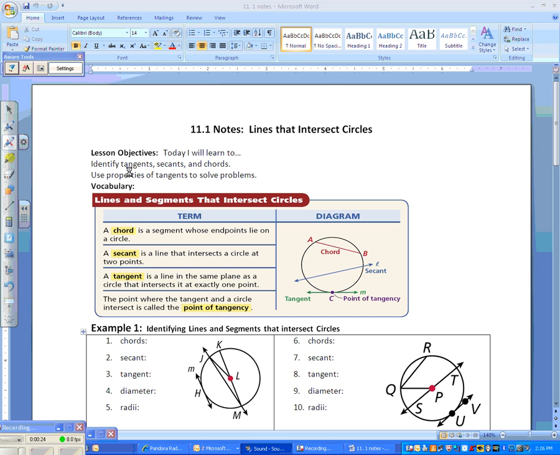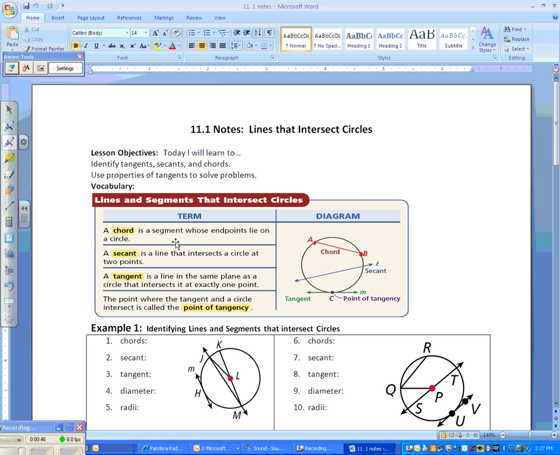So I just said a lot of vocabulary words. And if you notice at the top of your notes, I have them all written down for you. So a chord is a segment whose endpoints lie on a circle. Both endpoints lie on the circle. So if you notice in the picture, AB is a chord because you have one endpoint on one end of the circle and another endpoint on another end of the circle.